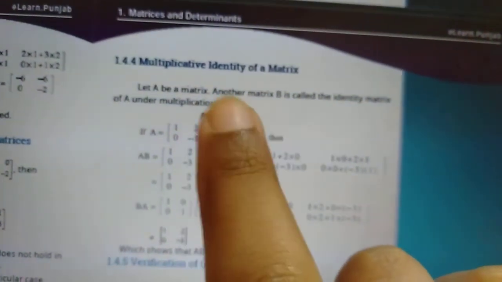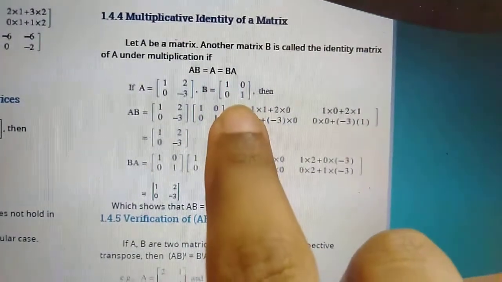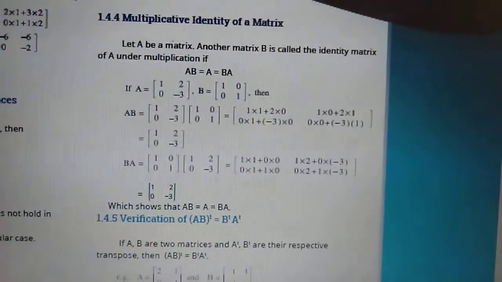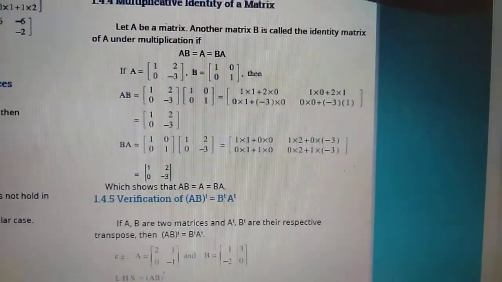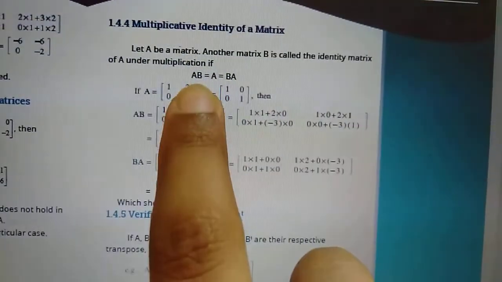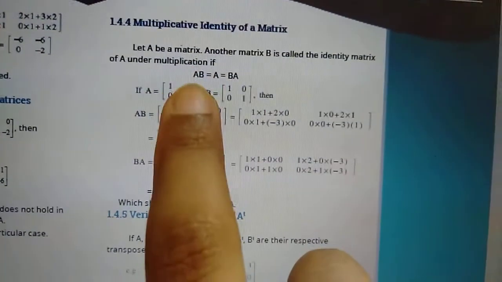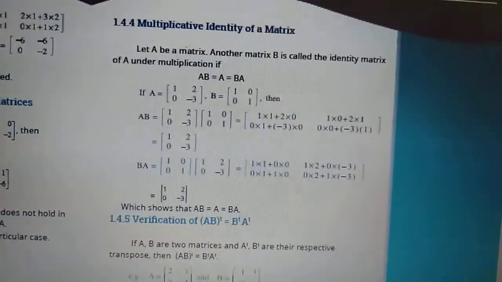This is the multiplicative identity of a matrix: AB is equal to A, and BA is equal to A, when we have B as our identity. Here you can see that B is our identity matrix. So when we multiply A with our identity matrix, we have this type of multiplication rule. AB should be equal to A, and BA should be equal to A.